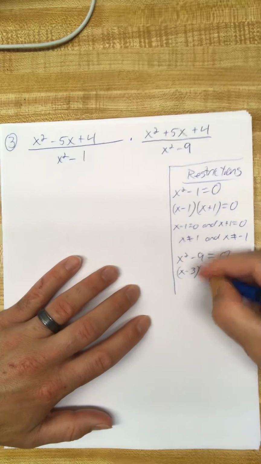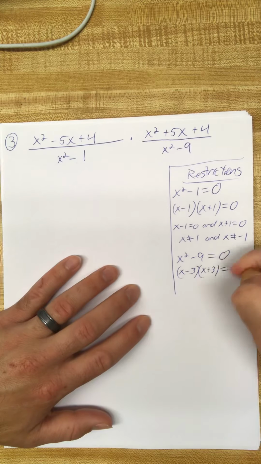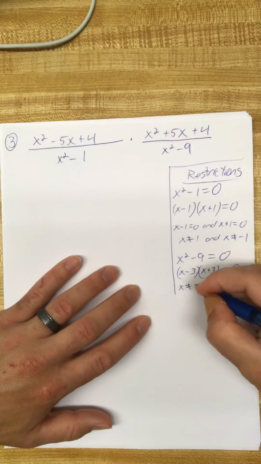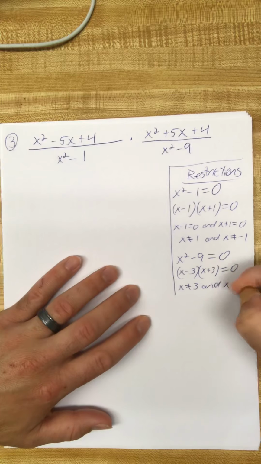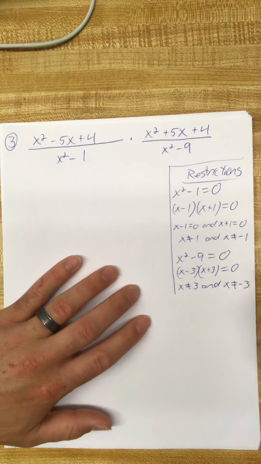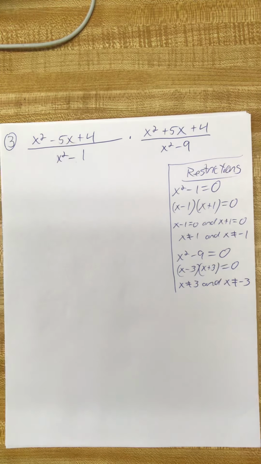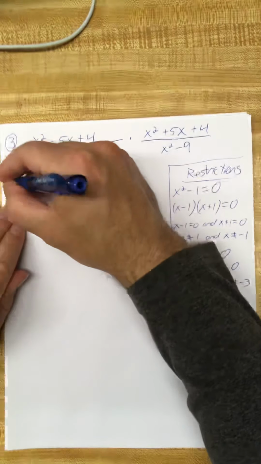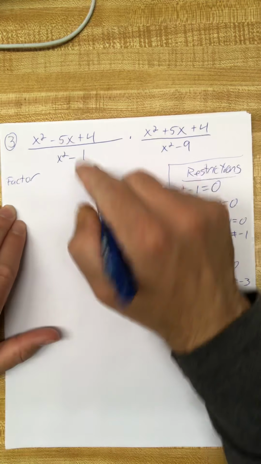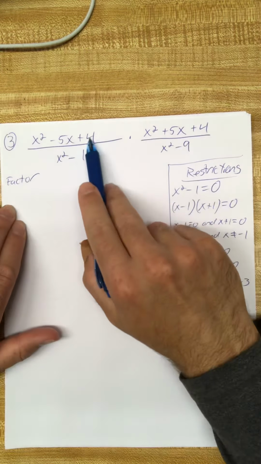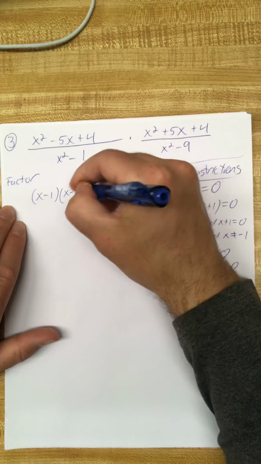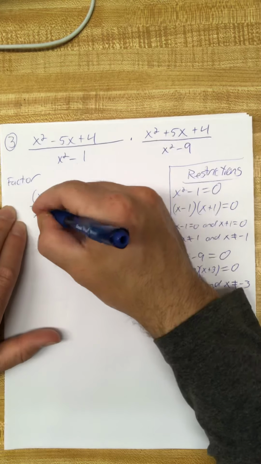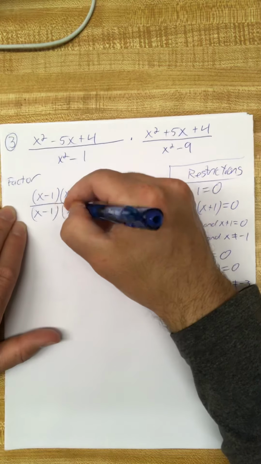This one factors into x minus 3 times x plus 3. So x cannot equal 3 and x cannot equal negative 3. So you're going to have 4 restrictions on your denominator. So let's factor this thing. Numerator on the first one, factors of 4, it's positive 4, so they're going to be the same sign. Add up to 5, so 4 and 1. So I'm going to go x minus 1, x minus 4. Denominator, we already said x minus 1 times x plus 1.